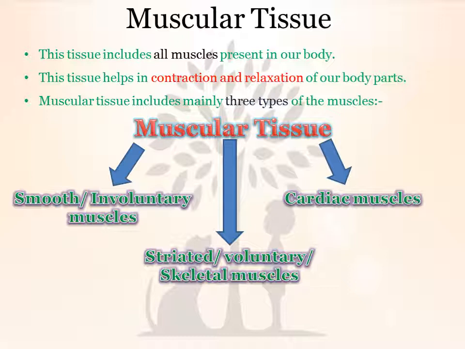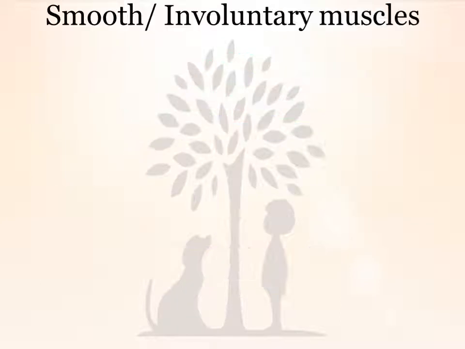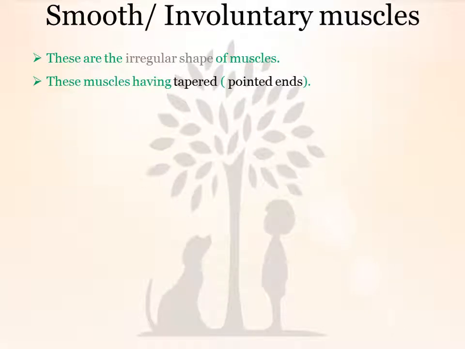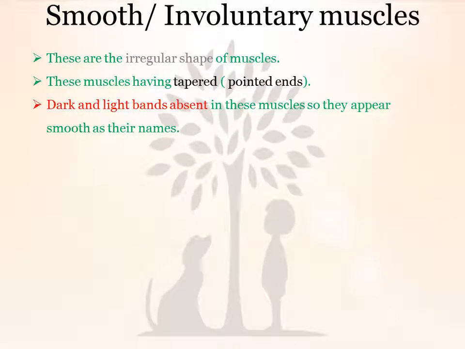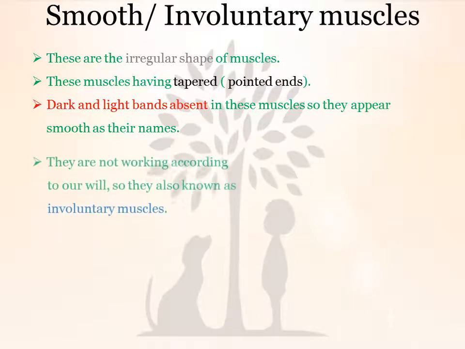Now we are moving on to the complete detail of these different types of muscles. The first is smooth or involuntary muscles. These are irregular in shape. They do not have a particular shape, or in some cases these muscles have tapered or pointed ends. Dark and light bands are absent, so they give a smooth appearance. That's why they are also known as smooth muscles.